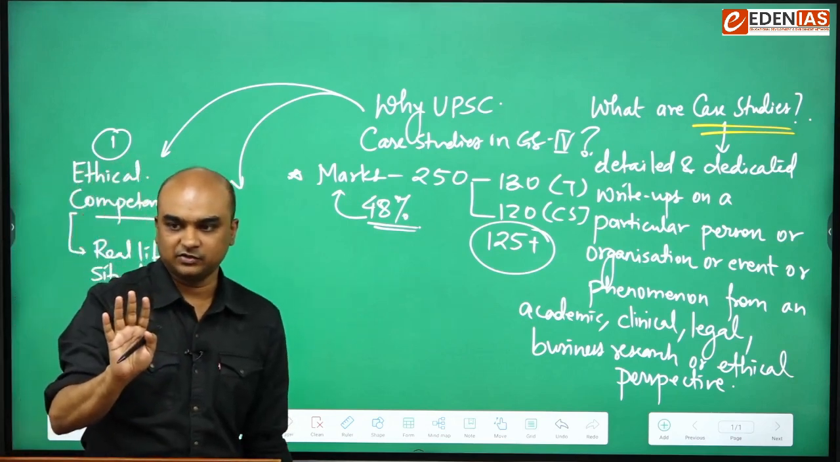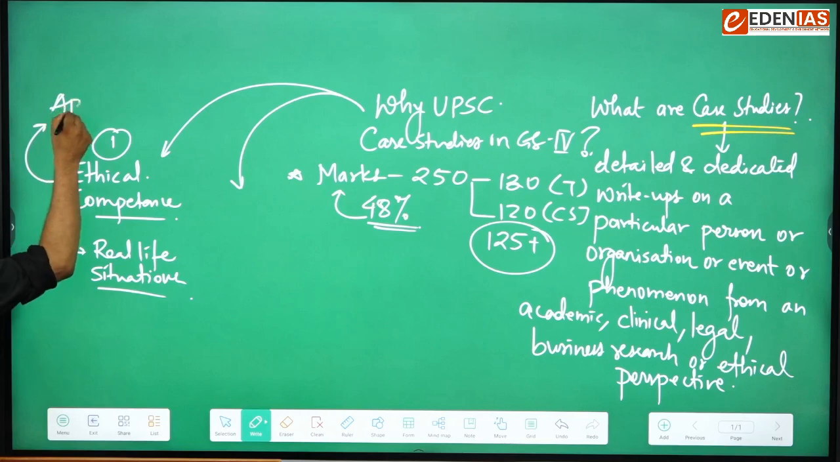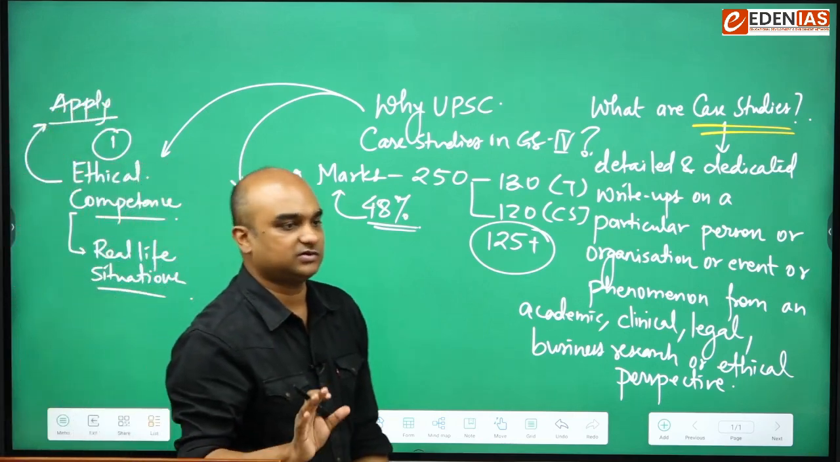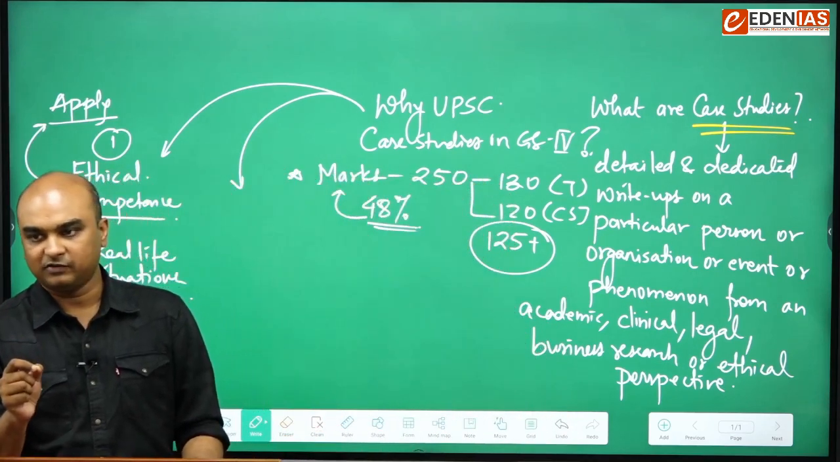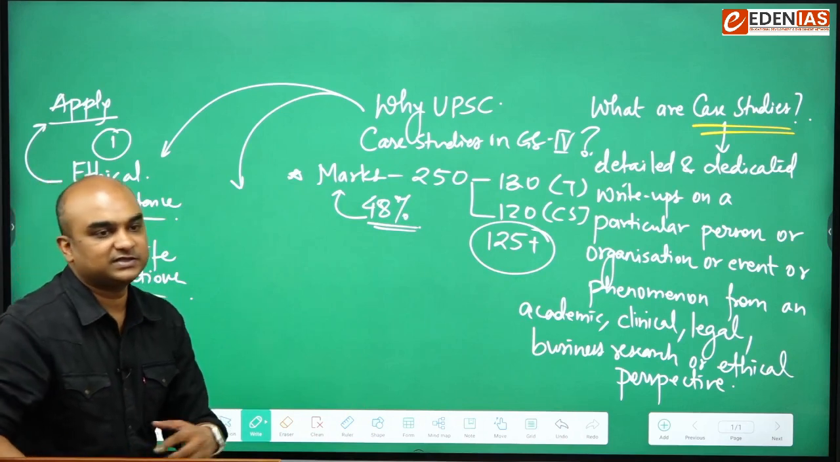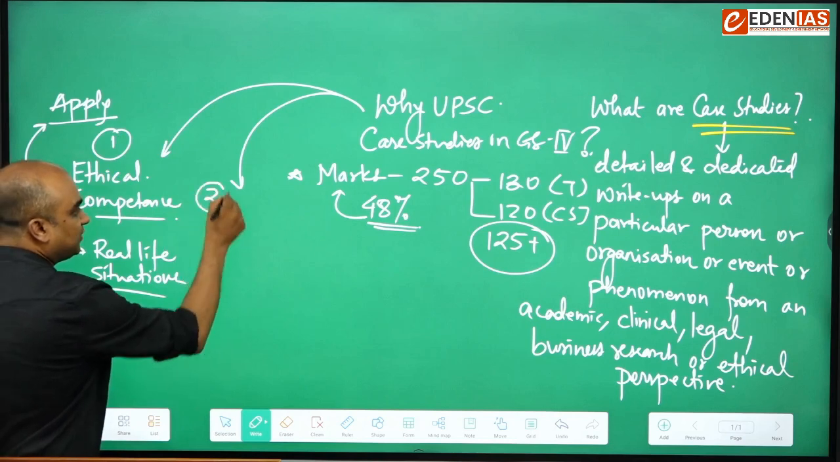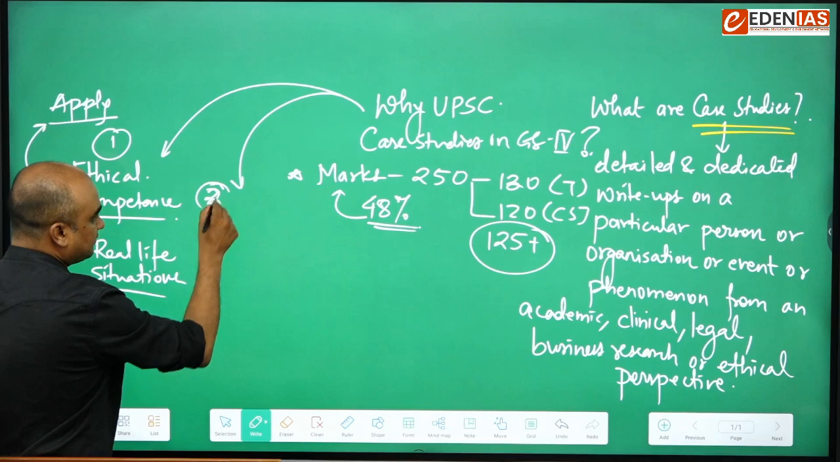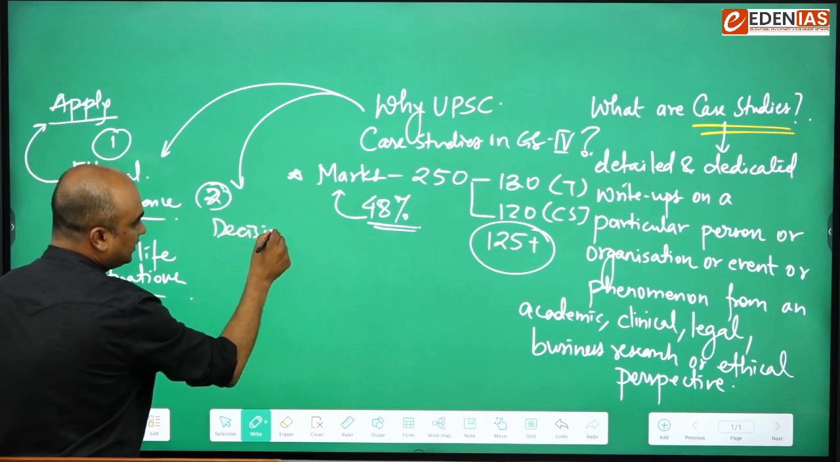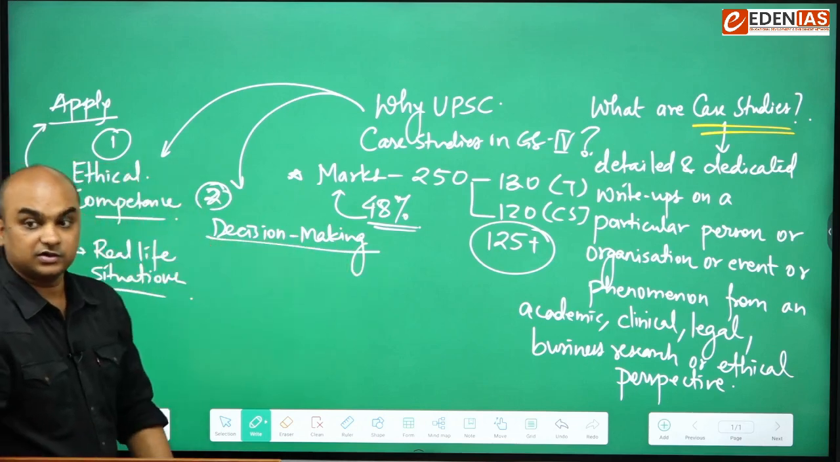for that. Okay. Ethical competence also indicates whether you can apply ethics in your decision making or not, because case studies are purely based on the principle of applied ethics. So that's why this is the first thing that UPSC checks. The second thing is whether you can make decisions, whether you have the ability of decision making or not.